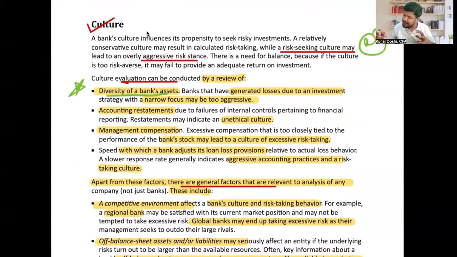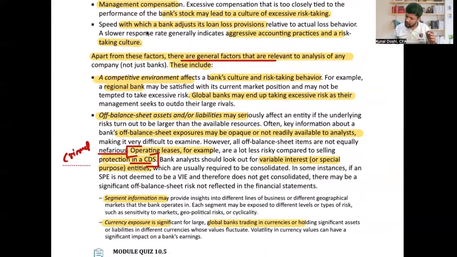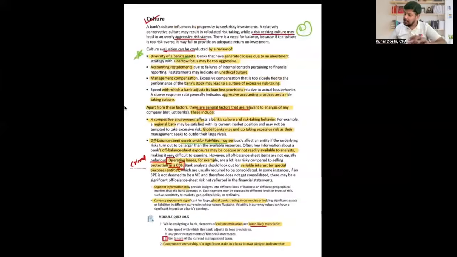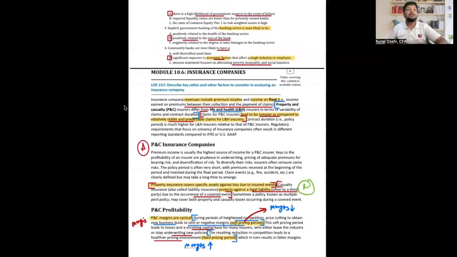Culture of the bank: how diversified the bank's assets are, how they do corporate governance, their accounting policies, and all the management compensation. All of this is related to the culture of the bank. Here, how the bank evaluates the liabilities is also very crucial, of balance sheet assets and liabilities. All of this is dependent on the culture of the bank. Okay, right? Then the remaining topic talks about insurance companies, two types of insurance, property and casualty and life insurance.